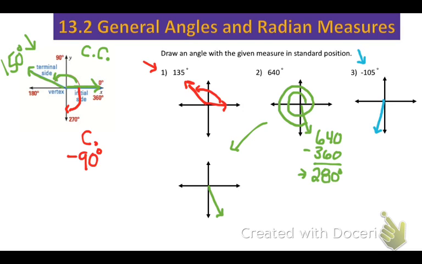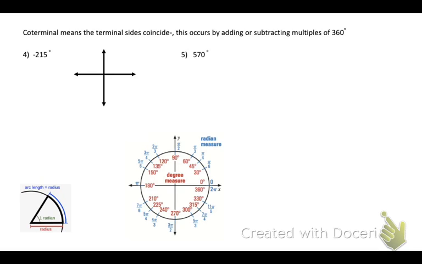So in your notes, you might make sure that you know that counterclockwise would be if it's a positive, and it's going to be clockwise if it's a negative. Now we'll go to coterminal. So coterminal means that the terminal sides are going to coincide, and that happens by adding or subtracting multiples of 360. So we could add 360, add 720, because that's a multiple of 360. We could subtract 360, and the second side of our angle, that second ray, is going to be at the same spot.